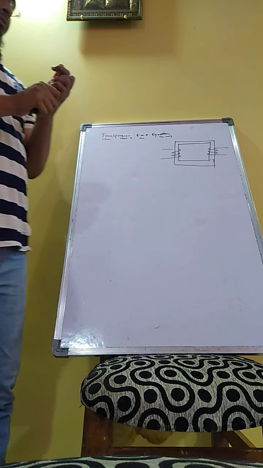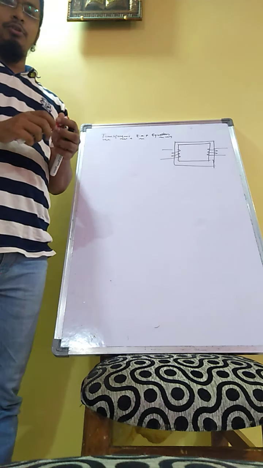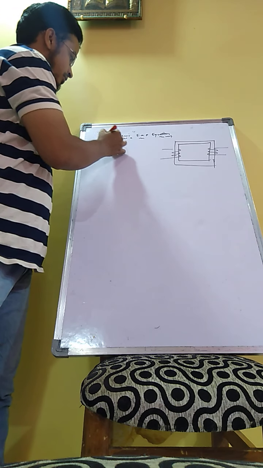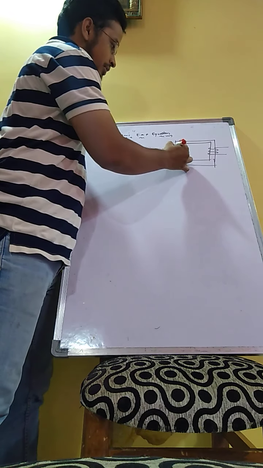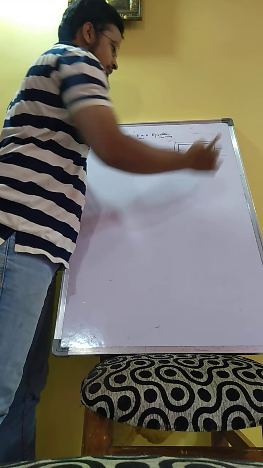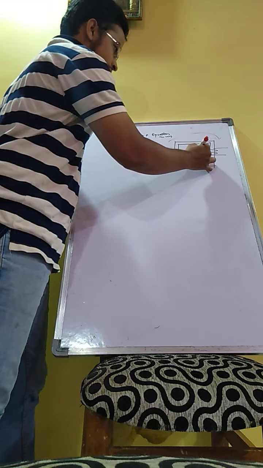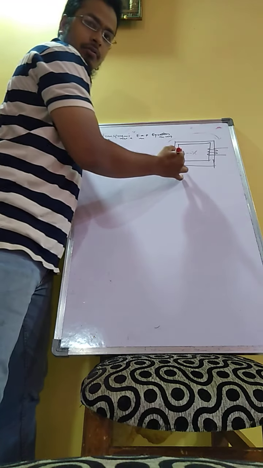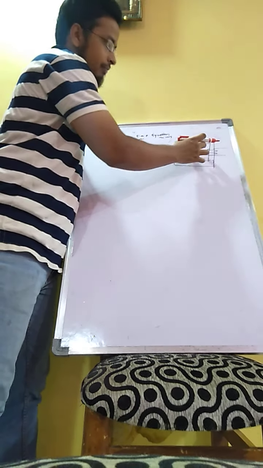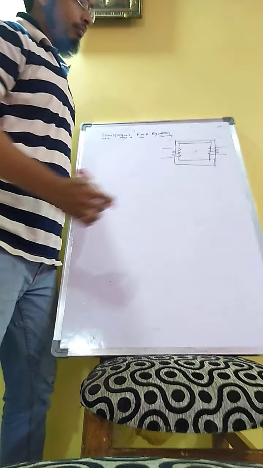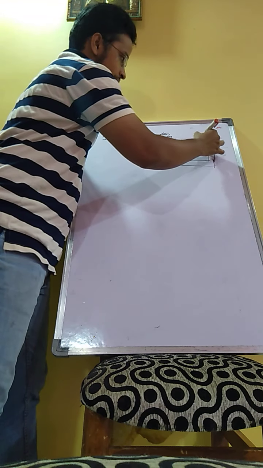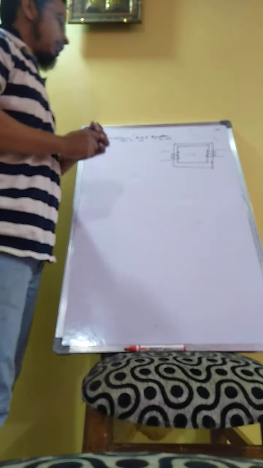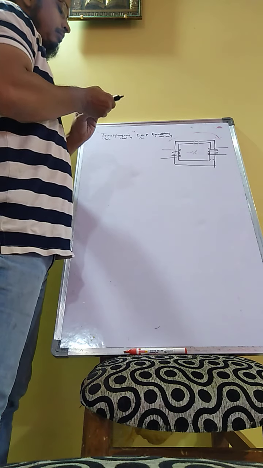So this is your transformer. The transformer works on the principle of mutual inductance, and the name itself indicates that it transforms energy from one circuit to another circuit without any electrical connection. There is no electrical connection between your primary and secondary winding. You can clearly see here there is no electrical connection. But based on a magnetic medium, your transformer transforms energy from the primary circuit to the secondary circuit. Now let us see how it happens.